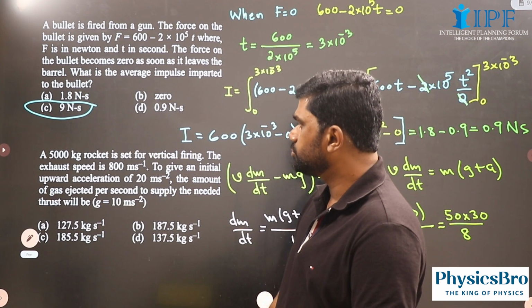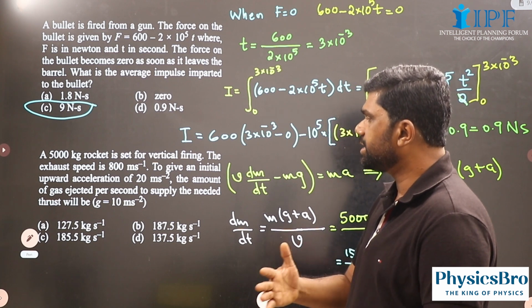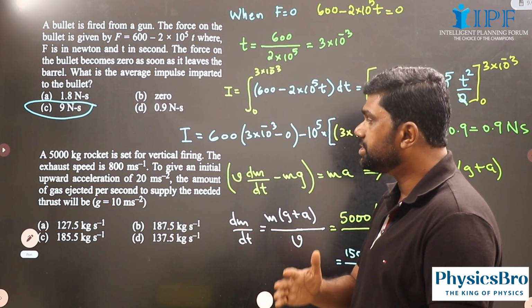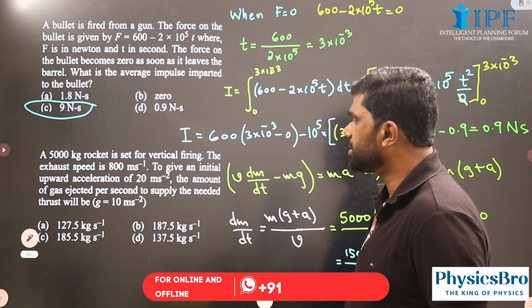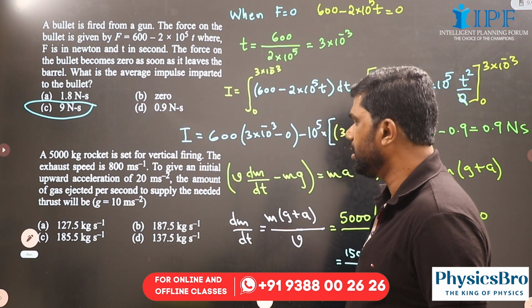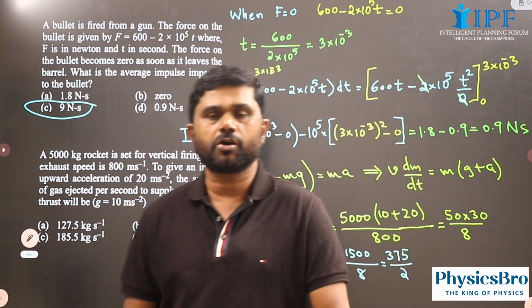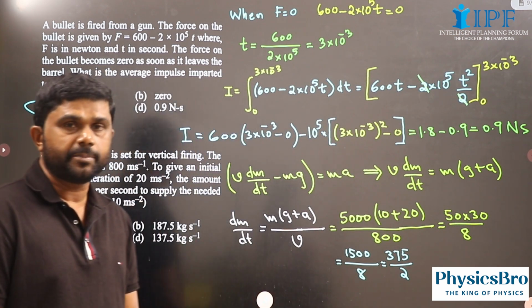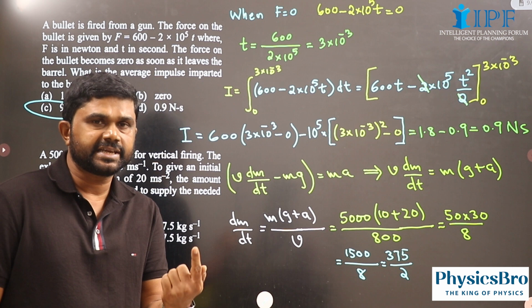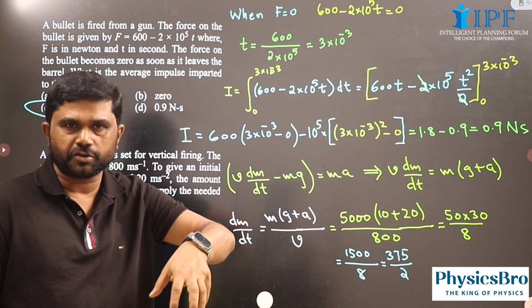A 5000 kilogram rocket is set for vertical firing. The exhaust speed is 800 meter per second. To give an initial upward acceleration of 20 meter per second squared, the amount of gas ejected per second to apply the needed thrust will be... See, the thrust on the rocket will be V into dm by dt. The force acting upward is V into dm by dt. Force acting downward will be the weight of the rocket.